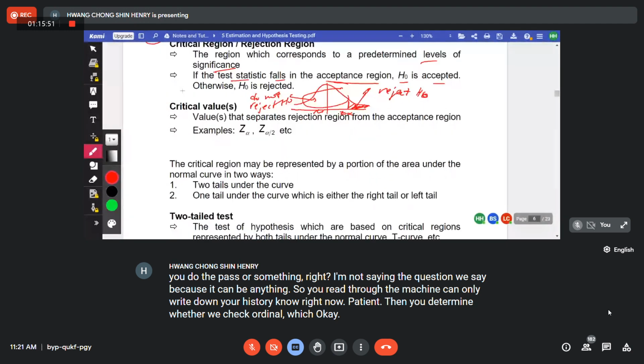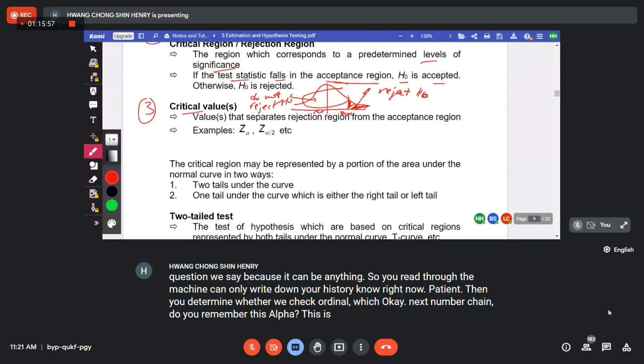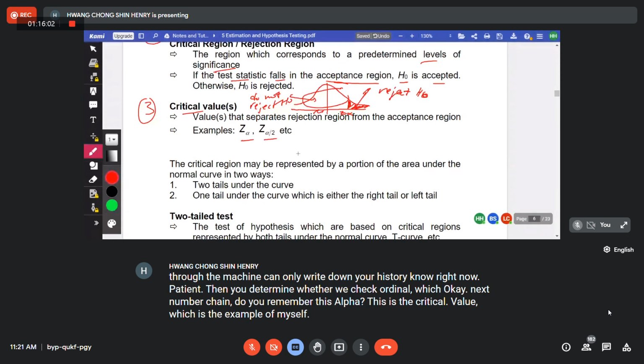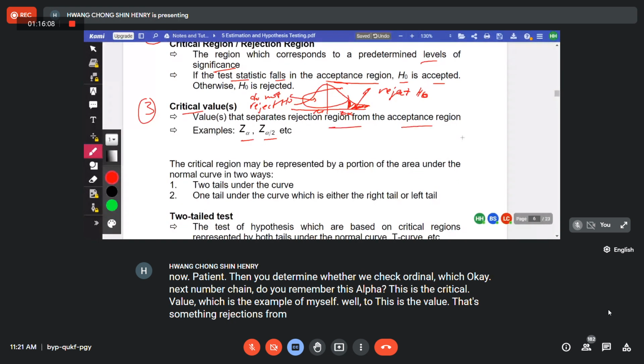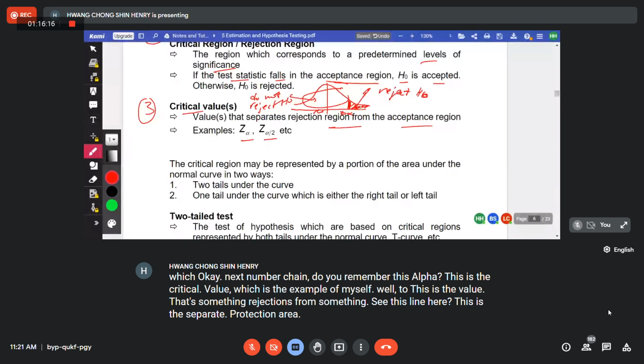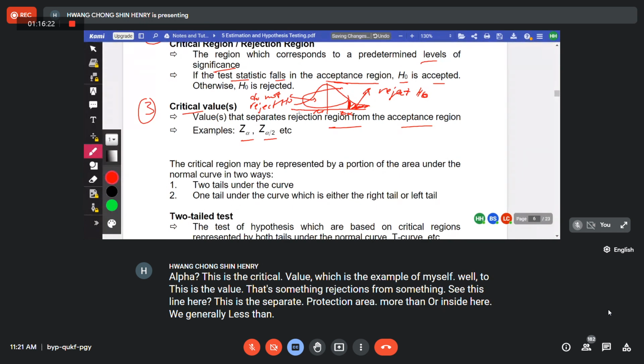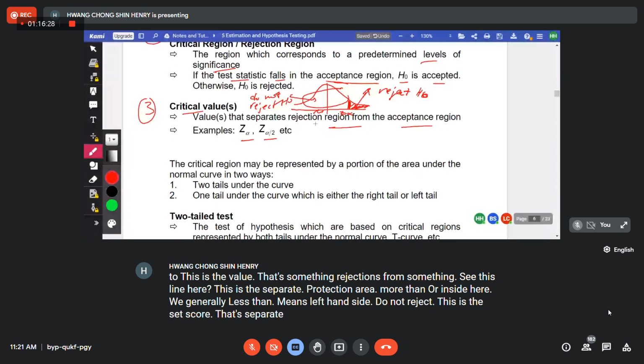Okay. Next, number 3. Do you remember this alpha? This is the critical value, for example Z alpha over 2. This is the value that separates rejection from acceptance. You see this line here? This separates the rejection area. More than this, or inside here, reject already. Less than, on the left hand side, do not reject. This is the Z score that separates rejection from acceptance.